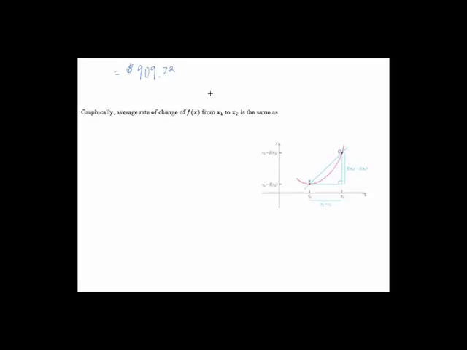So graphically, the average rate of change of a function from x1 to x2 is the same as the slope of the secant line, secant meaning it goes through 2 points, through the 2 points (x1, f of x1) and (x2, f of x2).